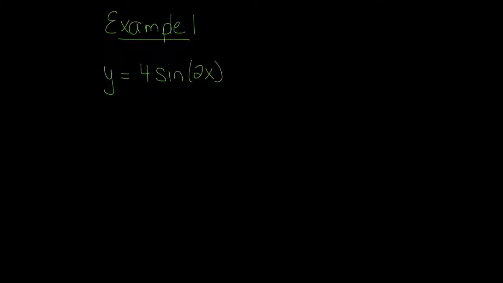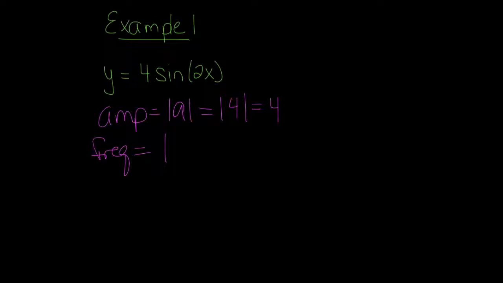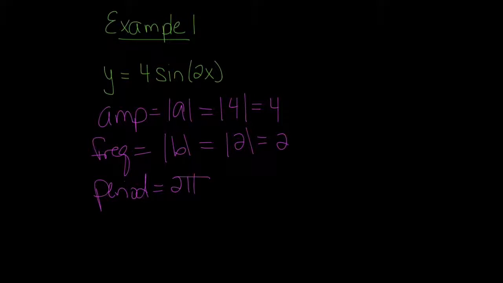Alright, so for this example, I'm going to ask you, what is the amplitude, period, and frequency of this graph? First, what I'm going to do is find the amplitude. The amplitude is just your absolute value of a, so the absolute value of a would be just 4. My frequency is the absolute value of b. B is the 2, so 2 is my frequency. And my period would be 2 pi divided by the frequency, and that's 2 pi over 2, which would get me pi. Now what does this all mean?